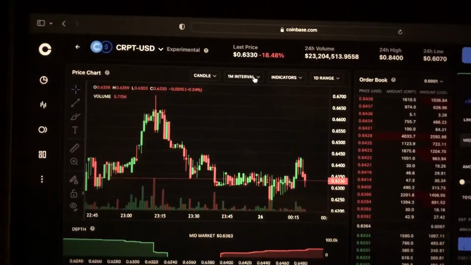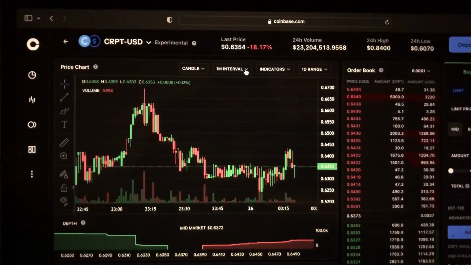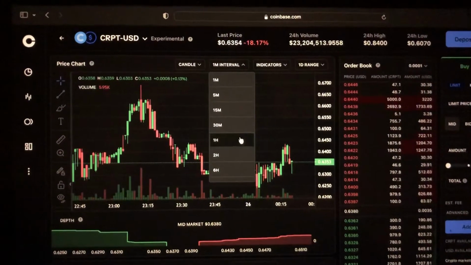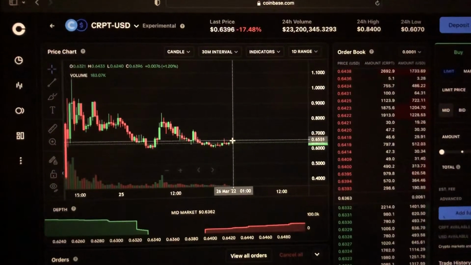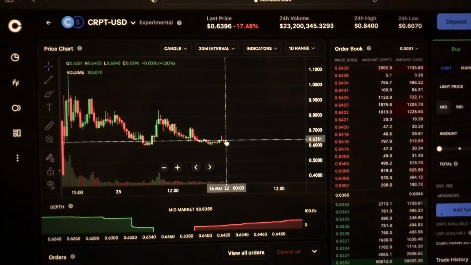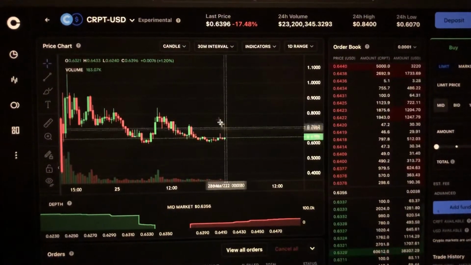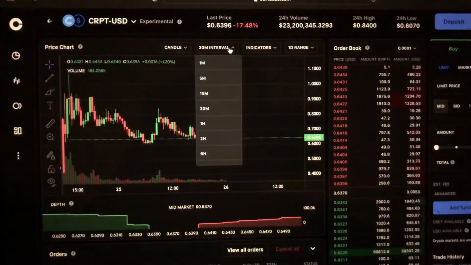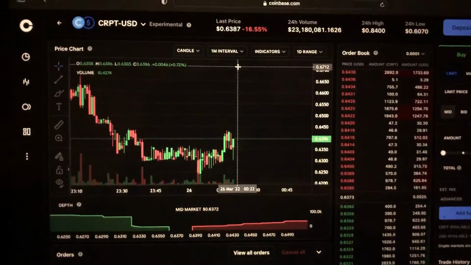Right here, you got your interval of candles. So this is how long the candle is going to last. If the candle is going to last 1 minute, or if you want it to last 30 minutes, the candle is not going to really move that much, and there's not going to be a bunch of fluctuation because it's measuring it within a 30-minute time period of where the price is. You need something that's going to show you exactly where the price is at that exact moment.